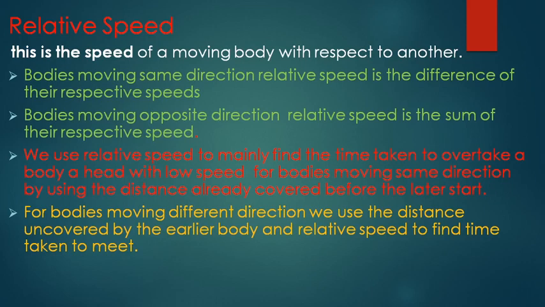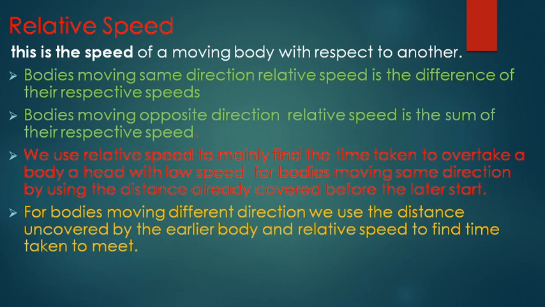Which distance do we use? If you're moving in the same direction, there is a car or body that might have started earlier than the other, so that distance is covered before the second one starts. That distance is what we use to find the time the later car must run to overtake the other one. We use that distance and the relative speed to find the time taken to overtake.